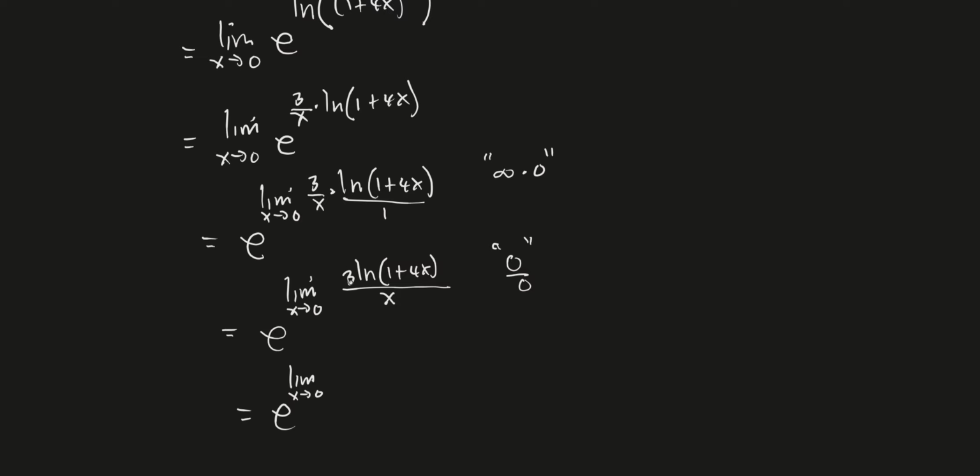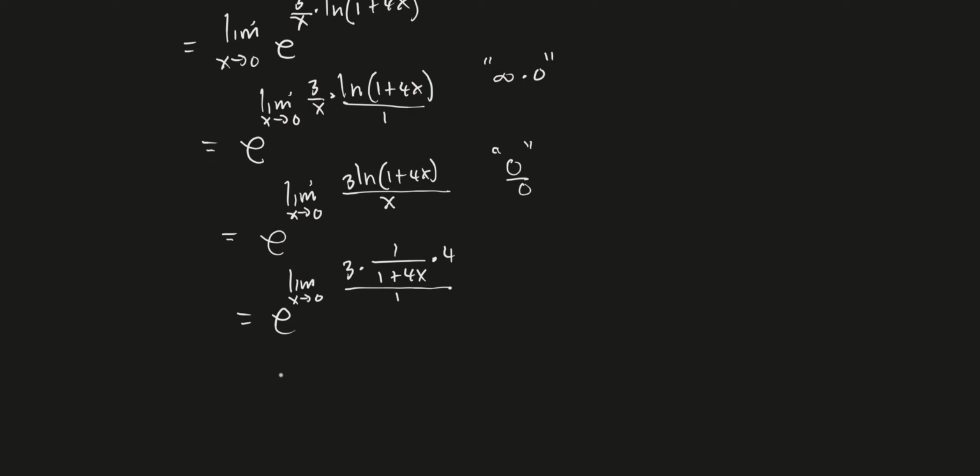So L'Hopital says take the derivative of the top. When I differentiate 3 times the ln of 1 plus 4x, what do we get? Well, we have a 3. Then the derivative of the ln is our reciprocal, so 1 over 1 plus 4x. But then I have to multiply by the derivative of 1 plus 4x. That's because of my chain rule. So I'll have an extra 4 there. And then the derivative of the bottom is 1.